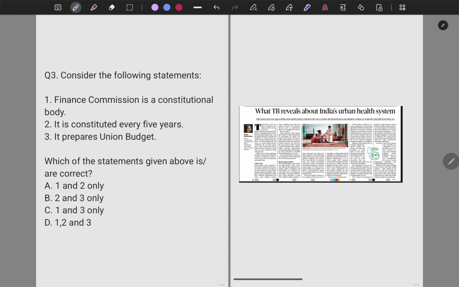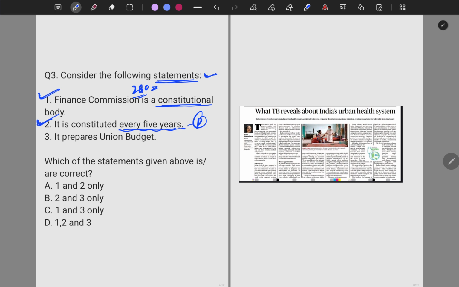Coming to the next question regarding the Finance Commission. The question says, consider the following statements. Finance Commission is a constitutional body. Yes, this is mentioned under Article 280 of the Constitution. This becomes correct. The second statement says it's constituted after 5 years. Yes, the President constitutes it after every 5 years. This statement is also correct.